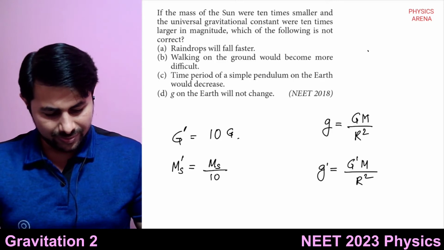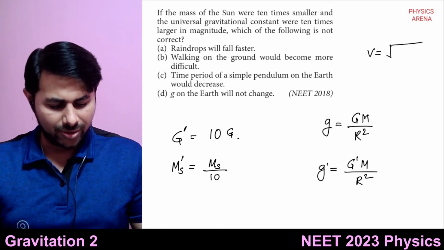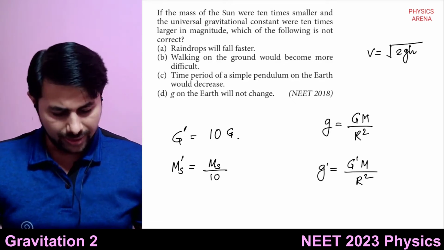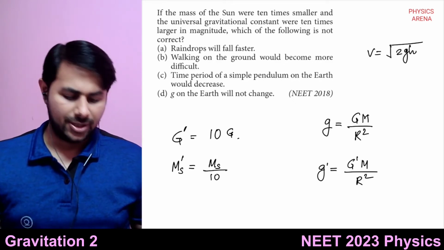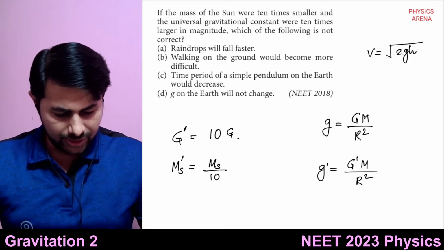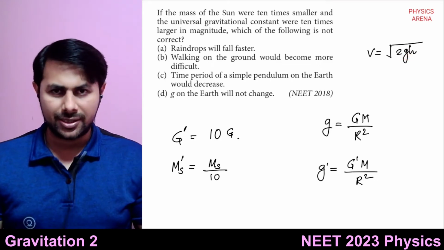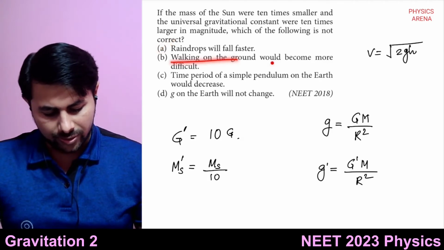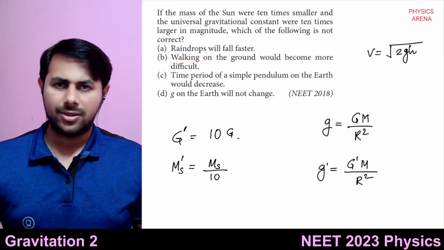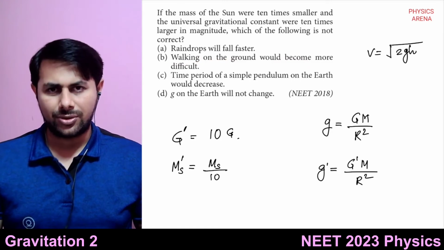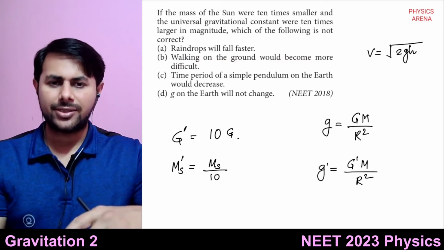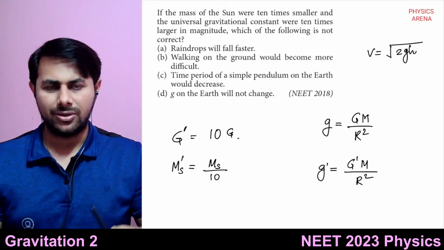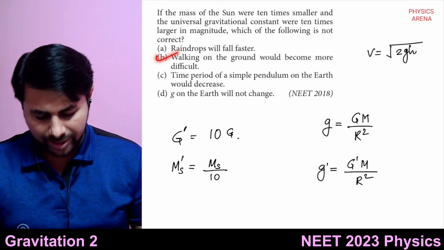So v, which is square root of 2gh, if they are falling from some height h. Since g is increasing, v will increase. So this is true. Then walking on ground would become more difficult. This is also true because acceleration due to gravity has increased, so we have to exert more force against Earth's gravitational pull. So this will become more difficult.